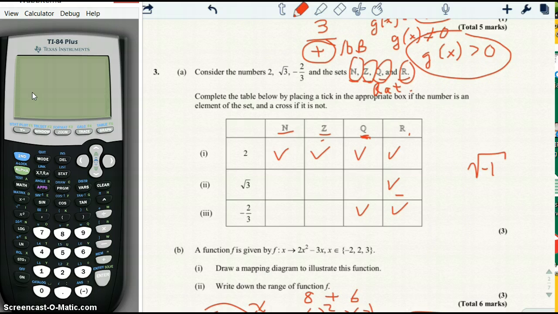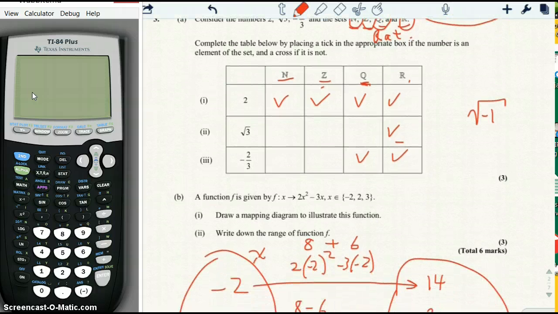Q is, remember, rational numbers. Negative 2/3 is a rational number. It's a division of two whole numbers, so that's fine. And of course, it's a real number. So we've mapped that out. We've done a little review of last August.